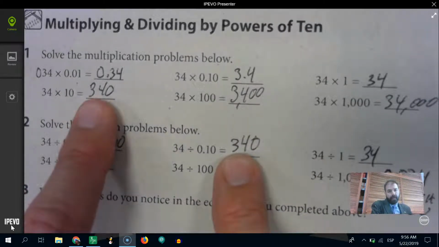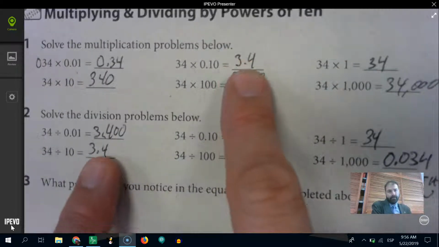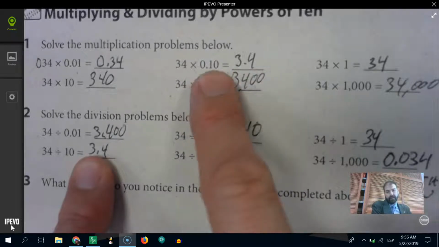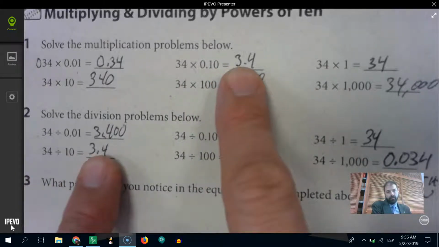Same with 10 and tenths. Same with, if I have, see, this is tenths of 34. How many tens are in 34? Okay, so those are the patterns that we see.